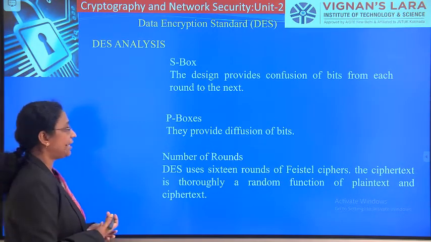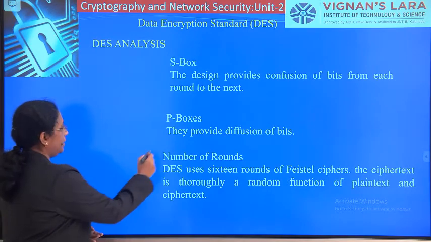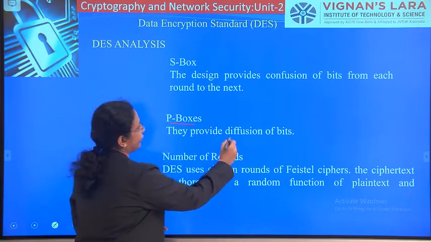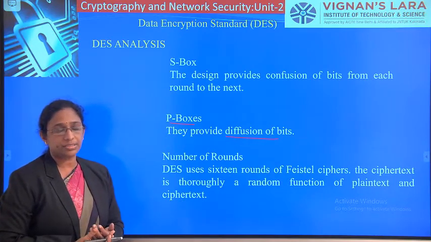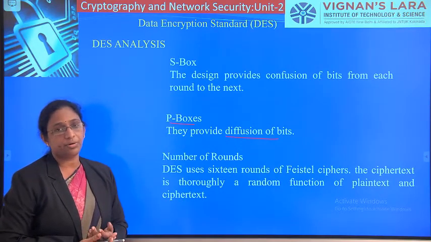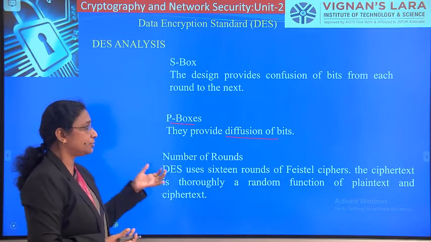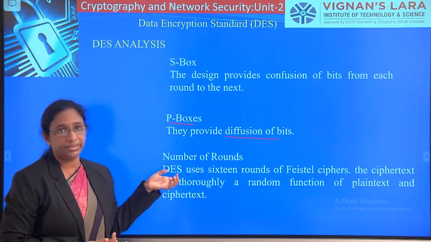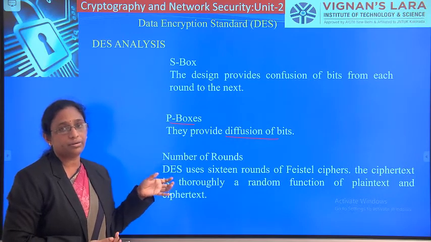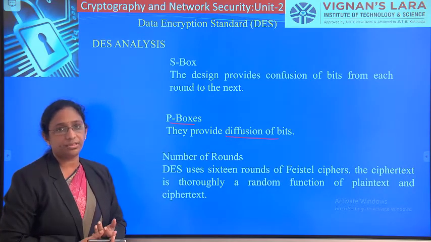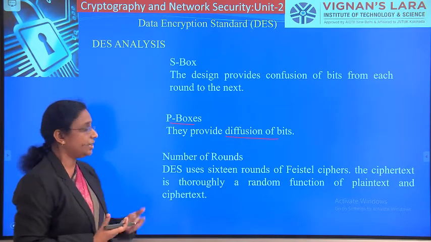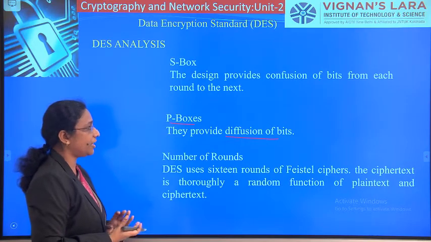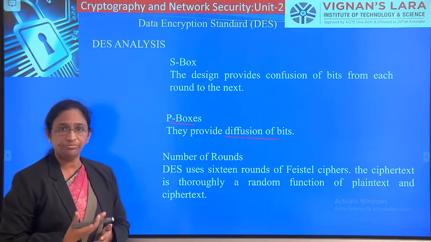Similarly, we have P boxes, which provide diffusion of bits. Whatever the straight P box, compression P box, and expansion P box we are using, those produce the diffusion of the bits. Diffusion means it hides the relationship between the ciphertext and the plain text, so the P boxes provide diffusion of bits.